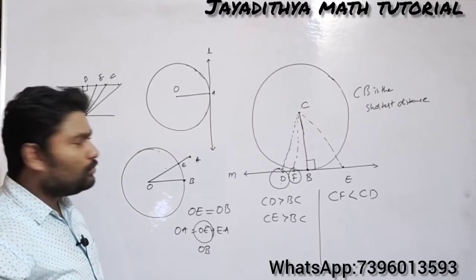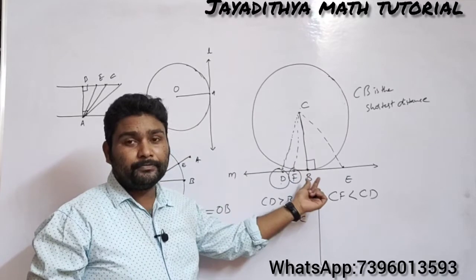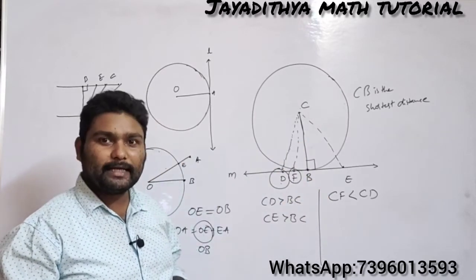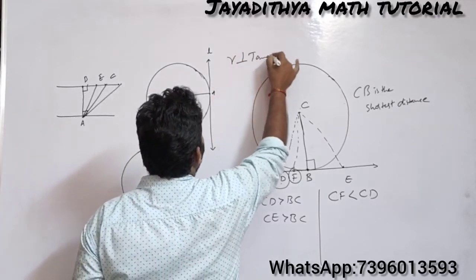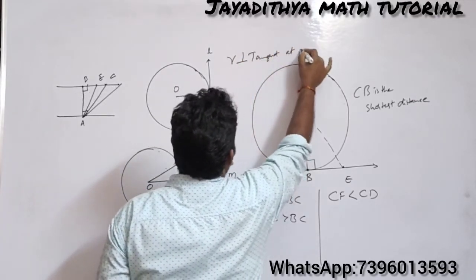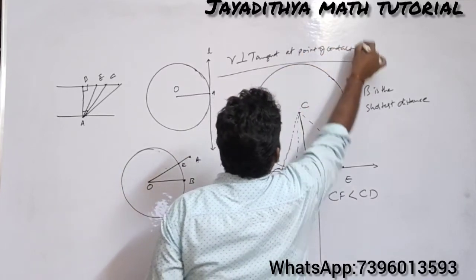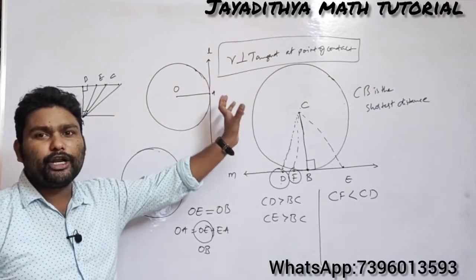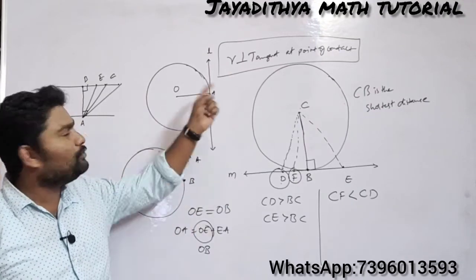So by this we can conclude that the radius drawn at the point of contact will be perpendicular to the tangent. Always you can observe that the radius will be perpendicular to the tangent at the point of contact. This is a very important point. By using this one we will be solving many questions, and you will definitely get one question using that point.